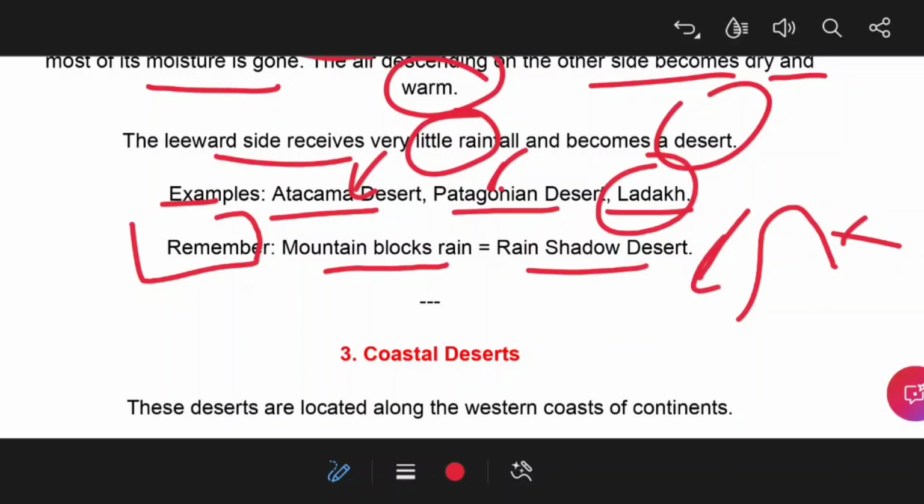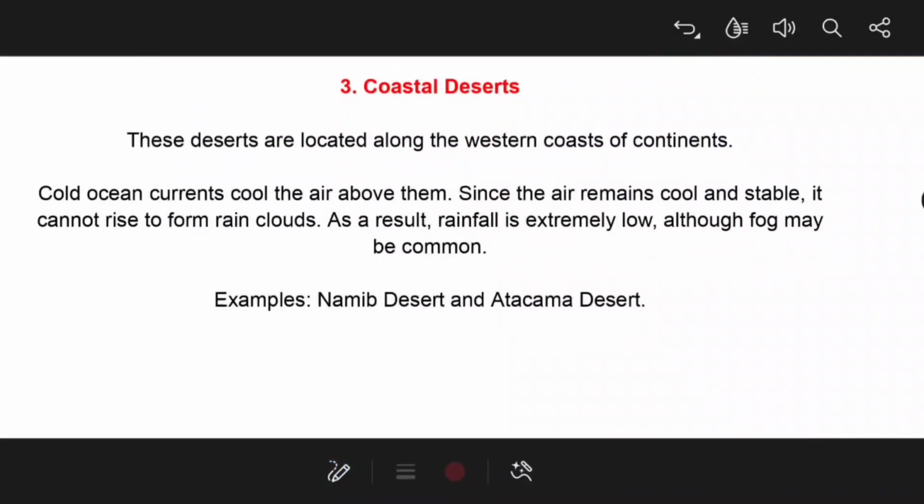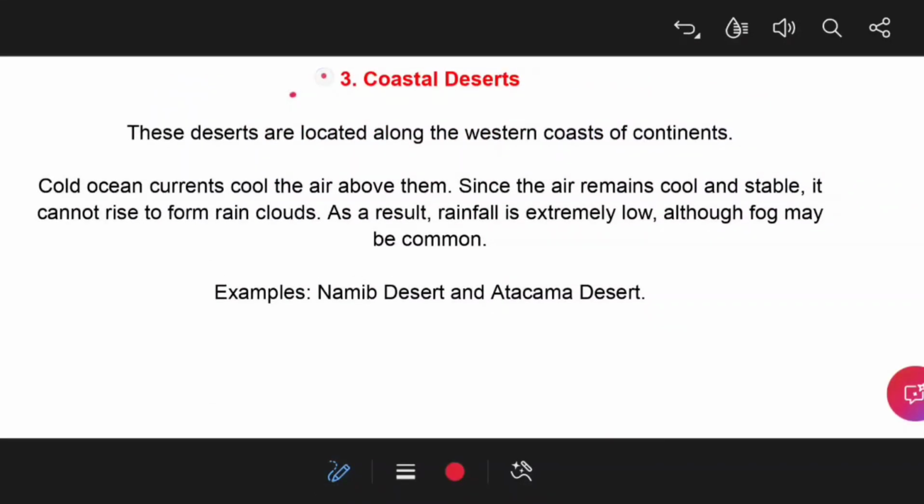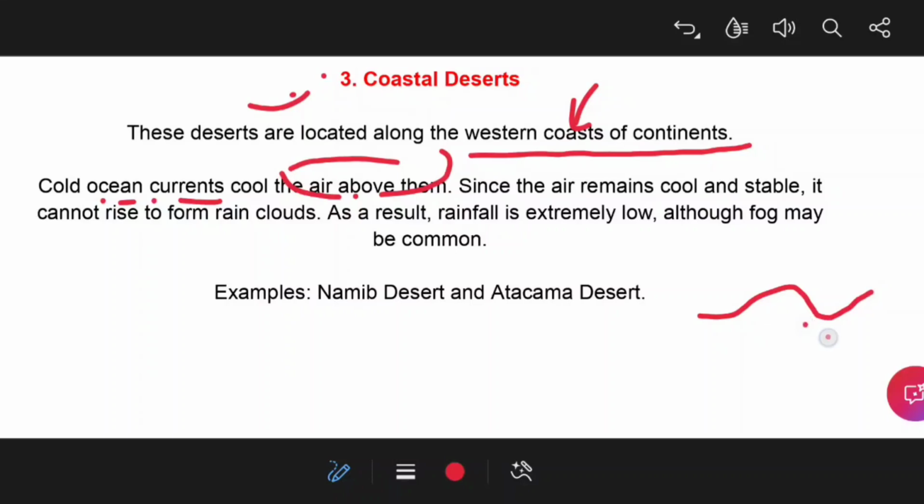Okay, so I have discussed these two kinds of desert. Now let's move to the third kind of desert, that is the coastal desert. You should keep in mind just one thing about the coastal desert, that it forms on the western coast of the continents. They always tend to form along the western coast of a continent due to the presence of dry air. Cold ocean currents cool the air above them. Suppose this is a water body and the ocean current flowing is a cold current. This cold current will ultimately cool the air above it.